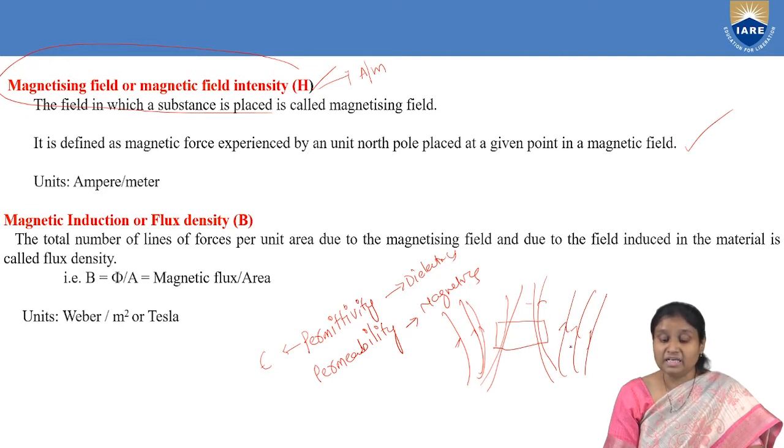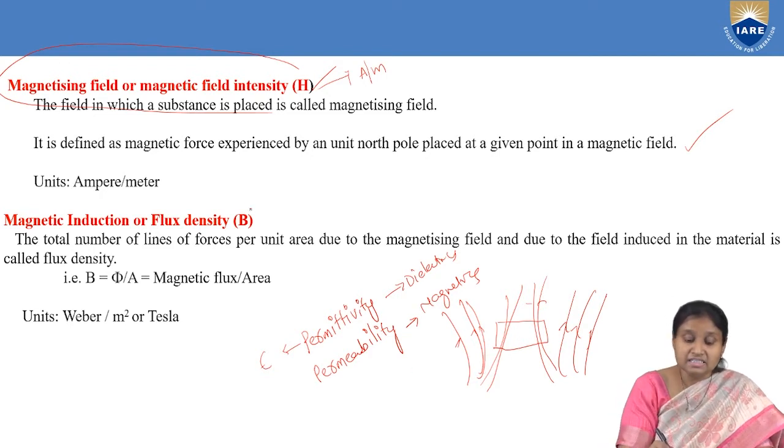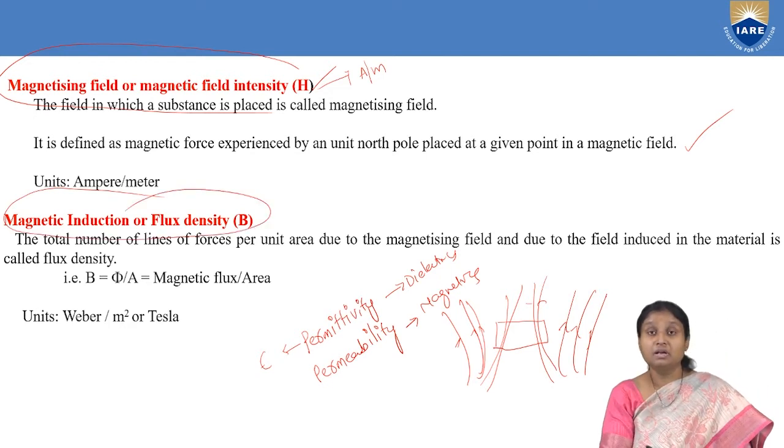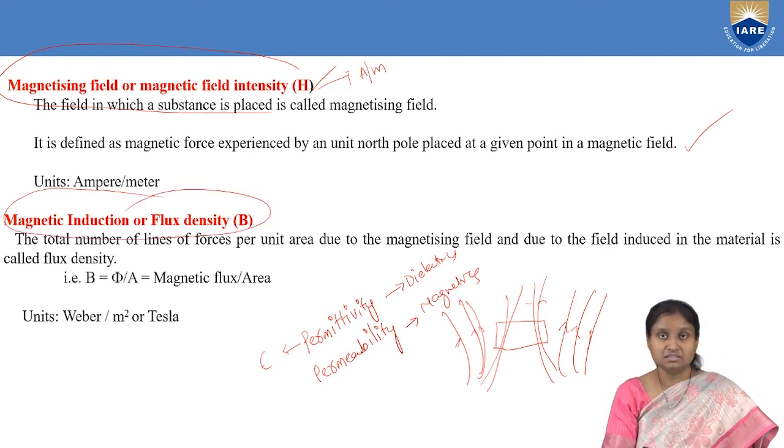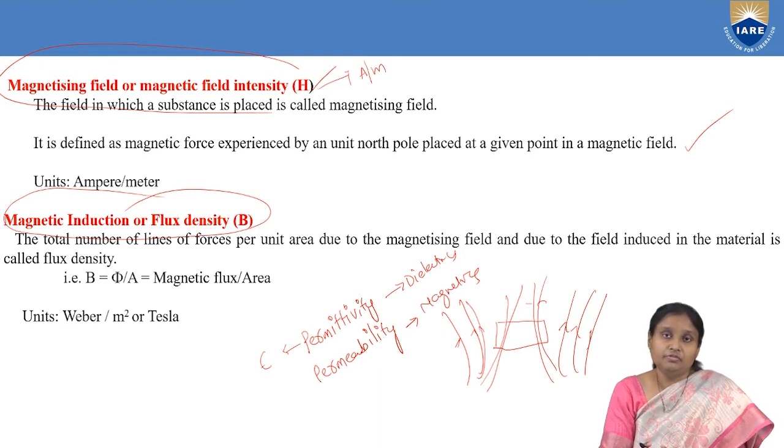Now, as I told you, when we keep a magnetic material in an external magnetic field, what you are going to observe is the number of magnetic lines of force passing per unit area. That will define our next term, which is magnetic induction, also called magnetic flux density. Before taking this term, we have to take into consideration the induction property of magnetic material.